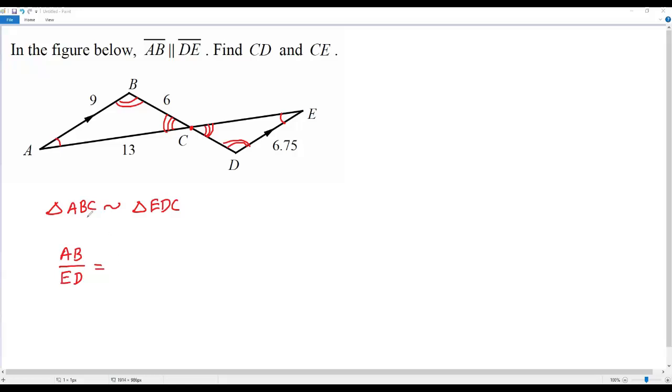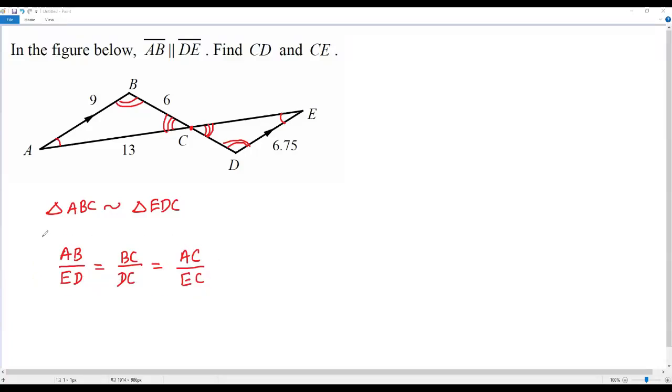Now let me take the side BC in the first triangle. BC means the second letter, third letter. The corresponding side in the second triangle is found by considering the letters at the same position: second letter, third letter. So BC and DC are corresponding sides. Now let me take the third side AC in the triangle ABC, and the corresponding side in the second triangle is EC. So AC and EC are corresponding sides. See here, the ratios between the corresponding sides are equal, so the corresponding sides are proportional.